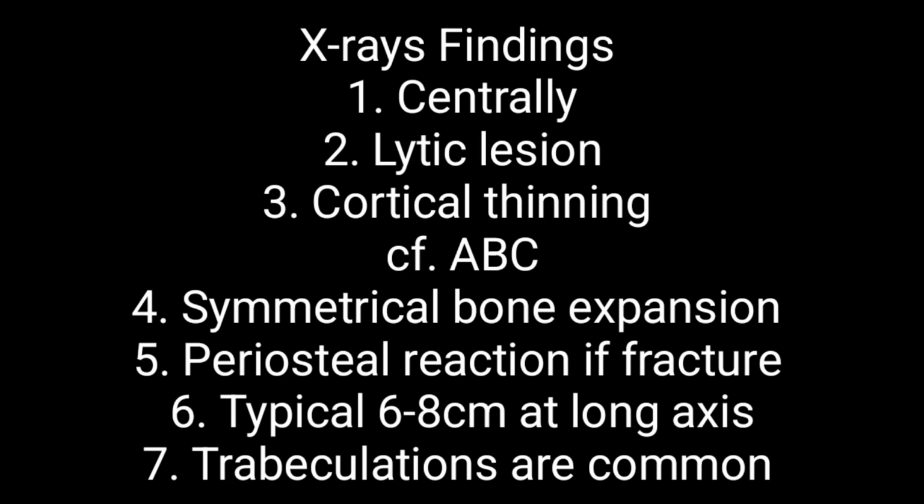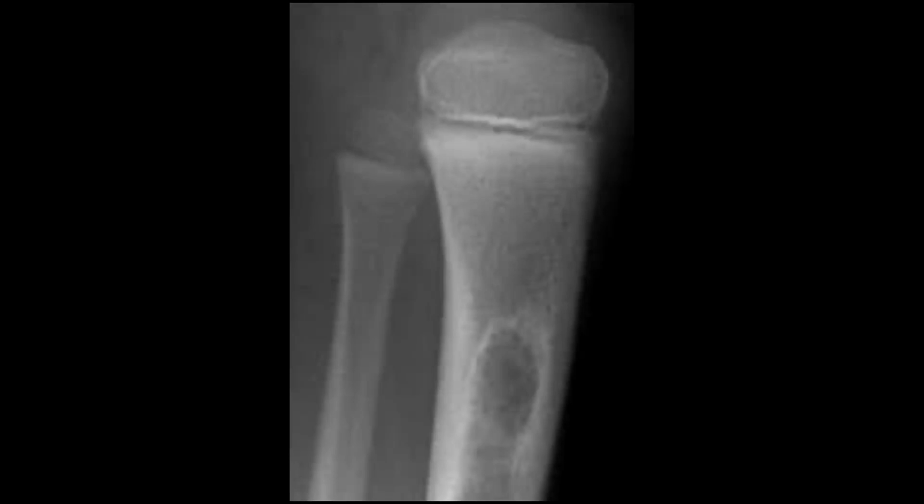Usually it measures 6 to 8 centimeters, and it migrates toward the diaphysis. Migration from the metaphysis towards the diaphysis is pathognomonic, and besides this you can also see trabeculations within the cyst. On this X-ray image, you can appreciate a well-defined lytic lesion. The first point is that it is centrally located. Second, it is causing symmetrical expansion. A sclerotic border you can also see.